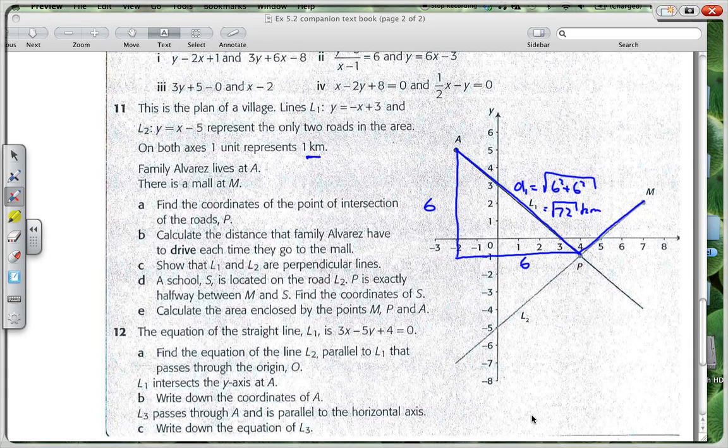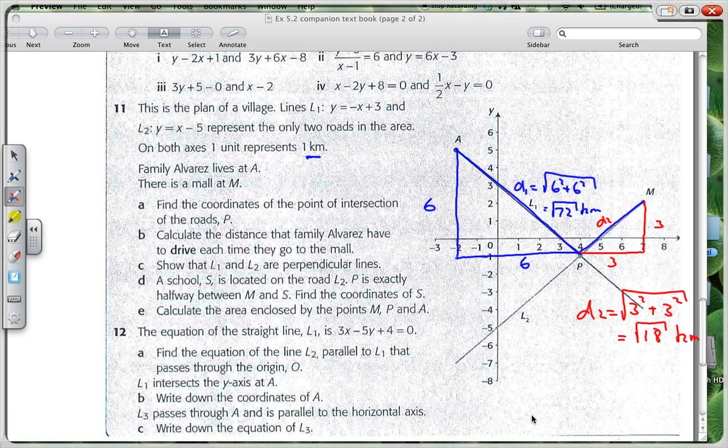Looking at the other side of it here, we go from there to there, and so this would be D2. And here I'm going from 4 to 7, so that's 3, and I'm going from minus 1 to 2, so that's 3. So D2 will equal the square root of 3 squared plus 3 squared, so it's going to be 9 plus 9, the square root of 18 kilometers.